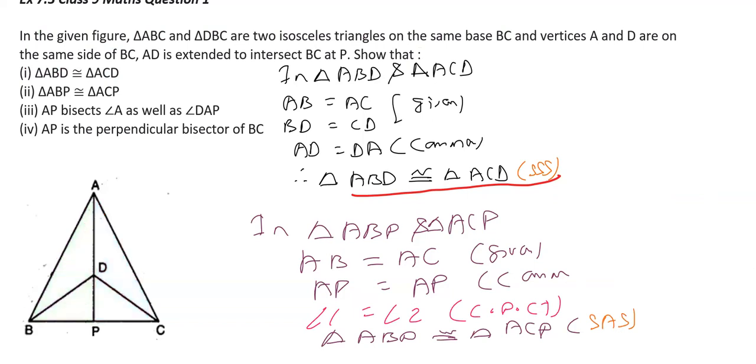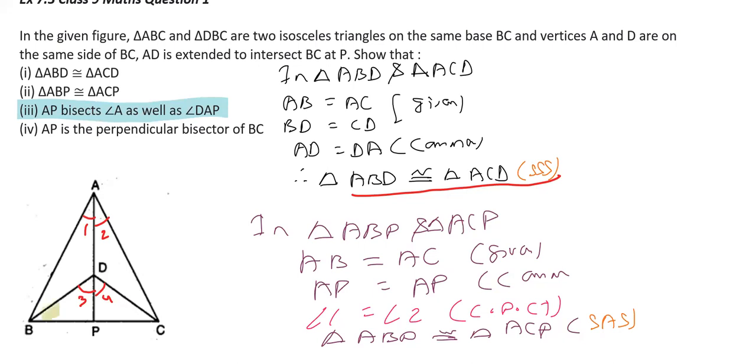Now, in the third part, we have to prove that AP bisects angle A as well as angle D. That means we have to prove this angle is equal to this angle, that is 1 and 2, which you have already proved, and this being equal to this, that means 3 is equal to 4. Since we have already proved angle 1 is equal to angle 2, let's find out how we can prove these two angles as equal.